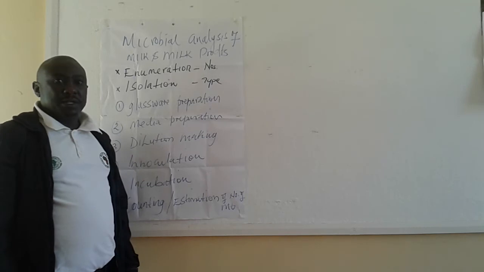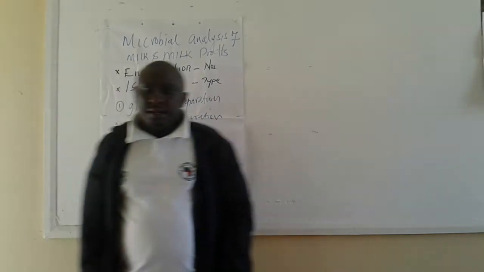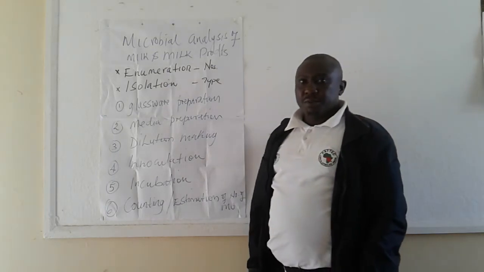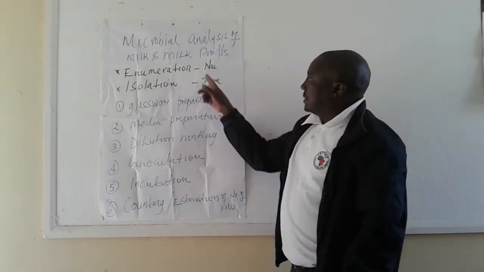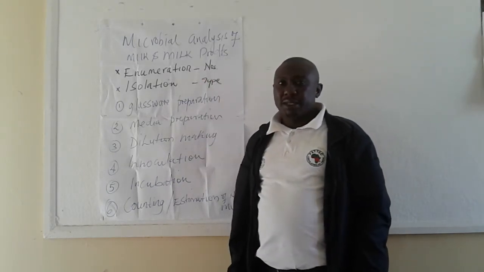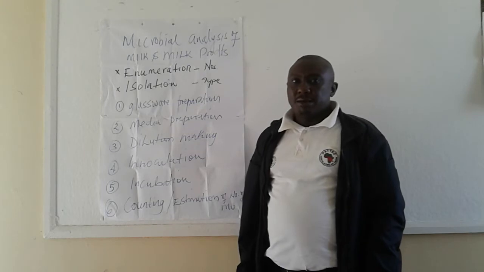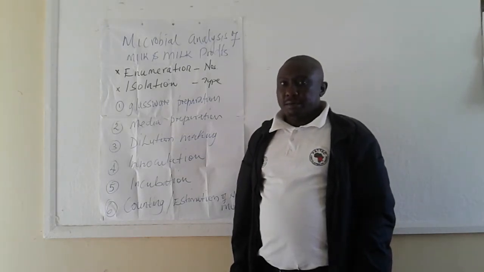Today we are going to talk about microbial analysis of milk and milk products. In microbial analysis of milk and milk products, we are interested in two aspects. One is the enumeration of microorganisms. Enumeration of microorganisms refers to establishment of the number of microorganisms present in milk and milk samples.